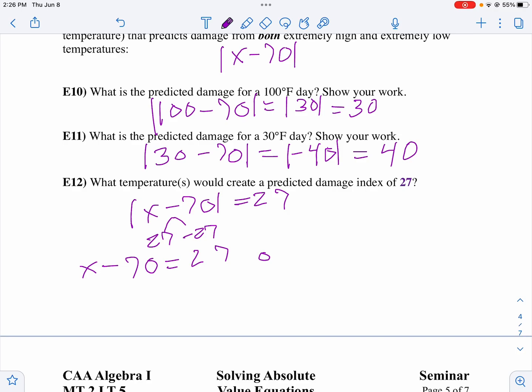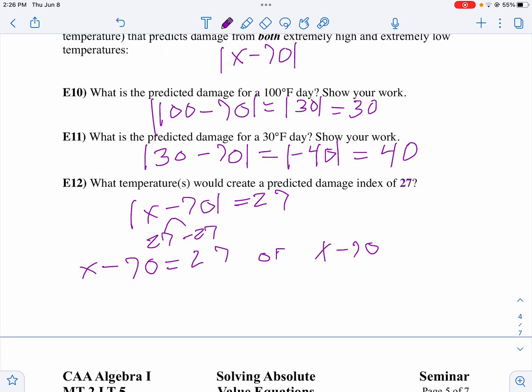Or x minus 70 equals negative 27. Because we can have a temperature above 70 or below 70. That would give me 27. So if I add 70, x could be 97 degrees. So 97 would be considered too hot.